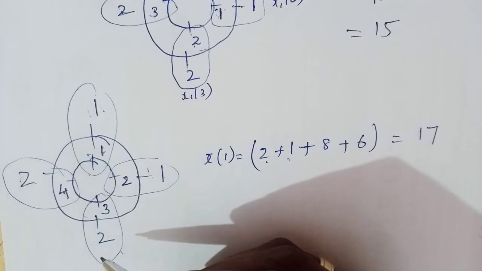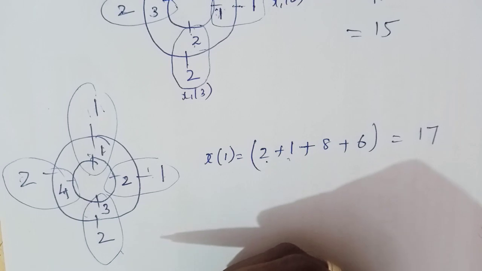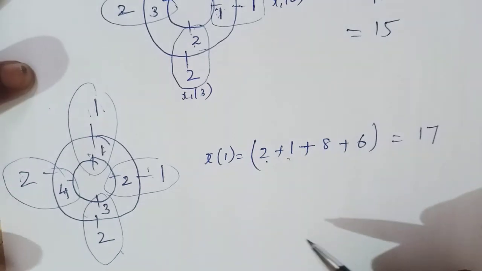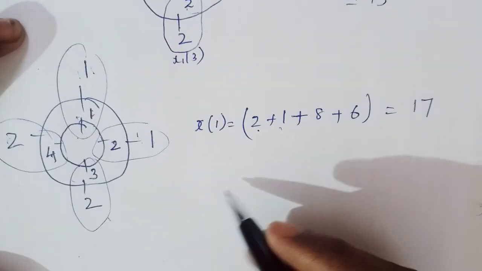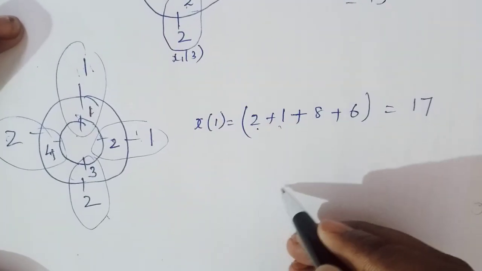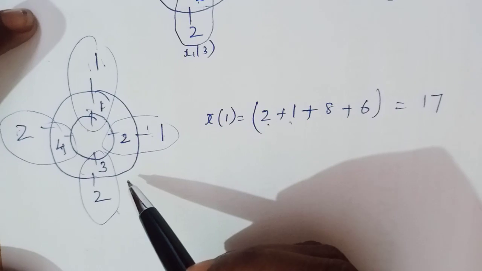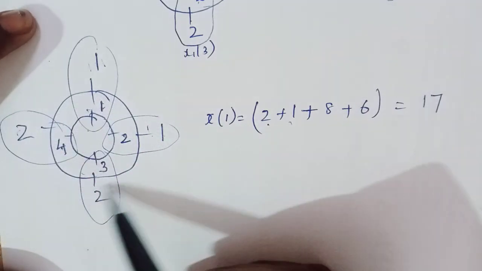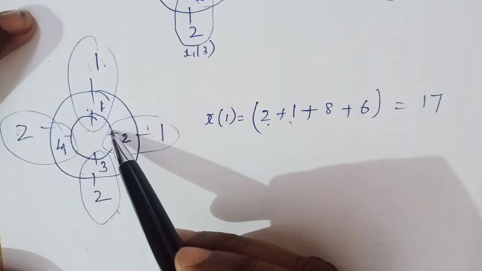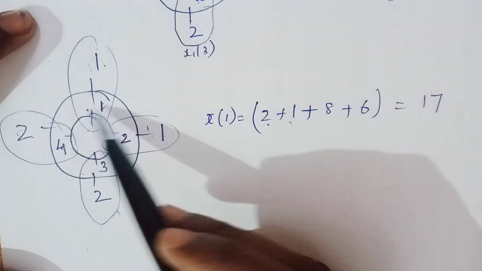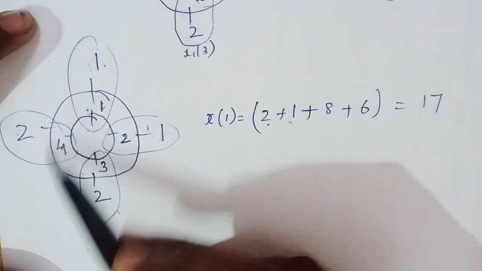Now I finished one shift. I'm going to do 3 shifts because the length is 4. I have to make 3 shifts because the 4th shift is going to have the same original sequence. Now I'm going to make the next shift. So again the procedure is the same. The outer circle is going to be constant. The inner concentric circle is going to be shifted in an anti-clockwise direction.